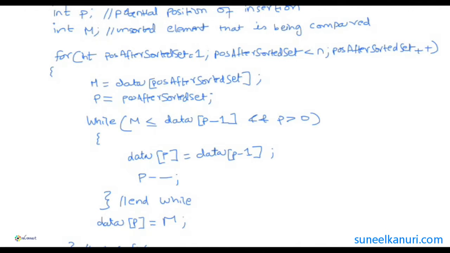So the sorted set expands to the end of the data set with each iteration. That's indicated by our for loop, and the second condition I just discussed, which is to shift the elements to the right if m is smaller than them, and keep doing that until the position we're trying to compare with is the element at position 0. That's indicated by our while loop, and that's how insertion sort works.